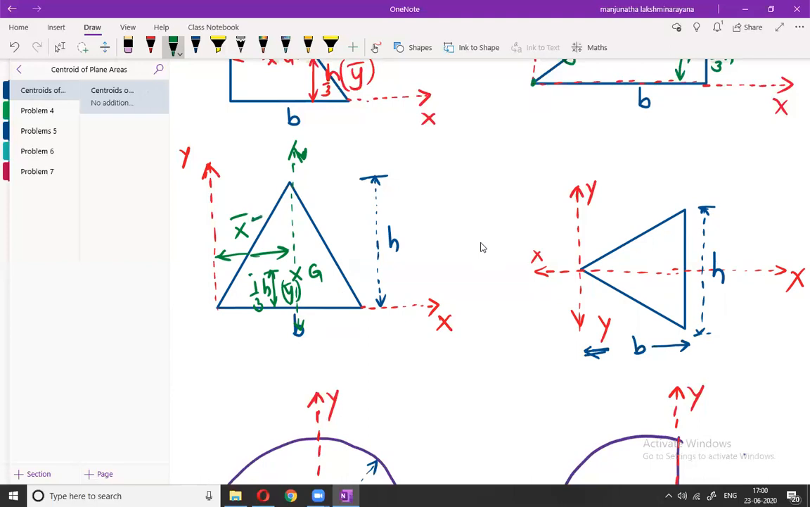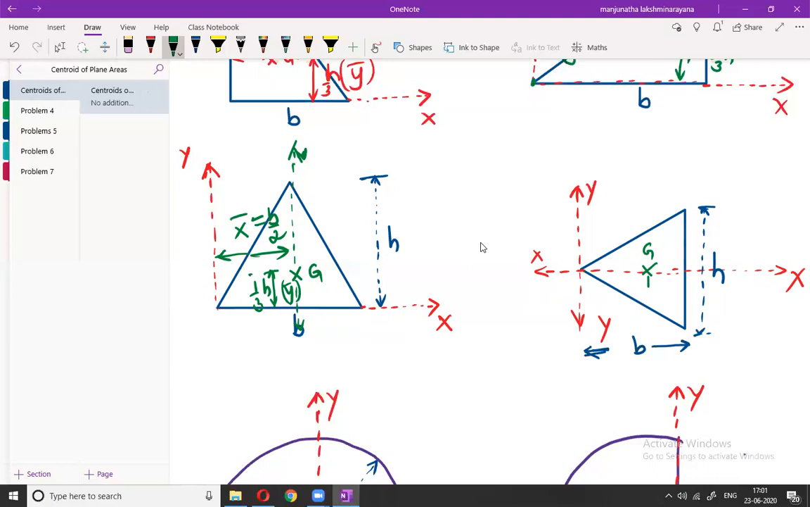So x bar will be equal to b by 2. Okay, so that's how we should find out here. Next, let us consider another orientation of this isosceles triangle. And here, as I already told you, the centroid will lie on this axis of symmetry as usual, because now the axis of symmetry is horizontal. Definitely the centroid is lying on the axis of symmetry. Now let us identify x bar and y bar.